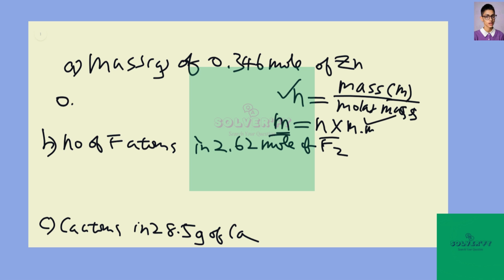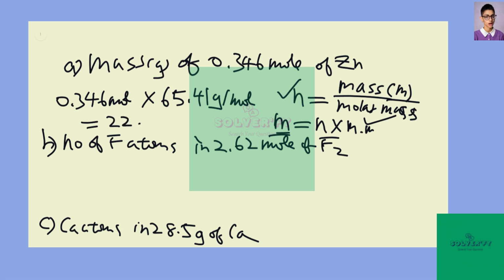So we have 0.346 mole. And the molar mass of zinc you can find from the textbook or from the periodic table, and it is 65.41 grams per mol. It should be mol instead of mole. We just need to multiply them together, and we find that it equals 22.6 grams. And this will be the mass of 0.346 mole of zinc.